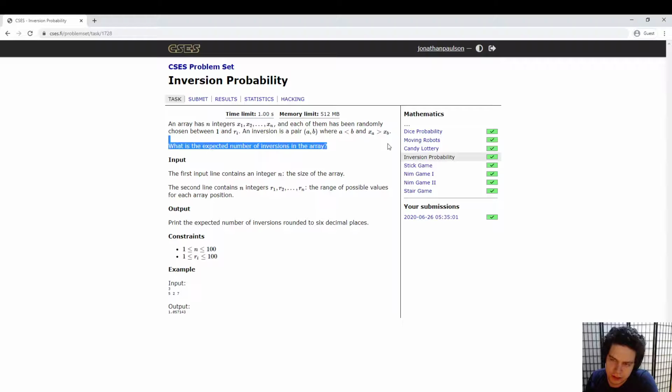So what is an inversion? An inversion is a pair that's out of order if you were sorting it from low to high, right? So it's a pair where the first number comes before in the array, but it's bigger in value than the second number. And we want the expected number of those, right, as we randomly fill out this array. So how do we do this?